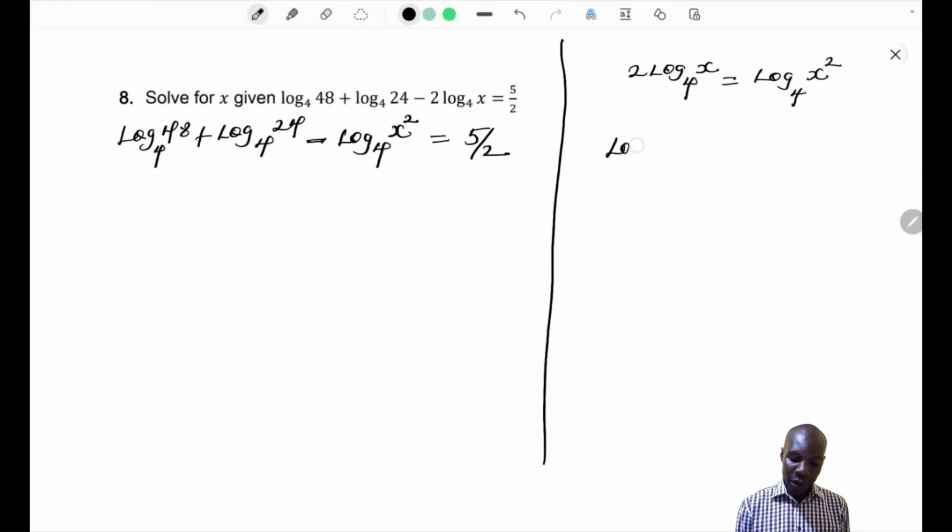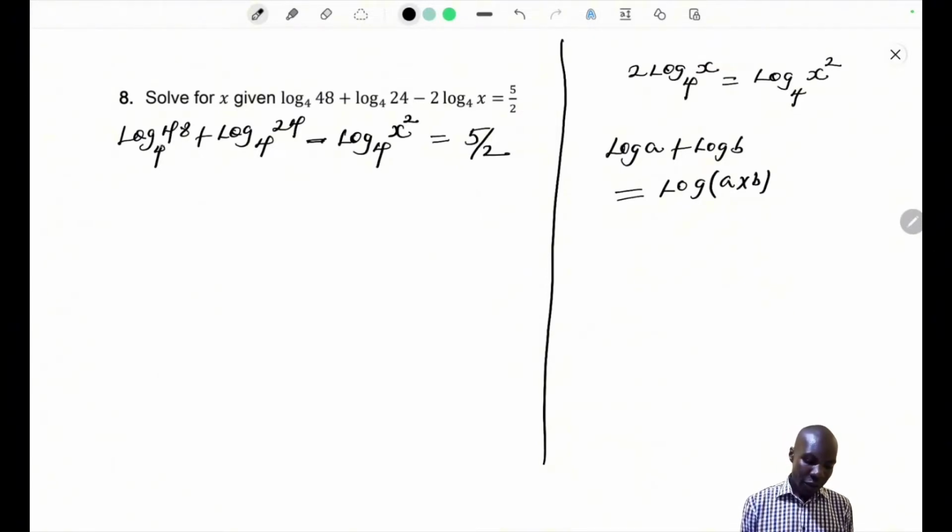Now that log of a plus log of b is equal to log of a times b. So we have log of 48 to base 4 plus log of 24 to base 4. This can be written as log of 48 times 24, everything to base 4, minus log of x squared to base 4 equals 5 over 2.